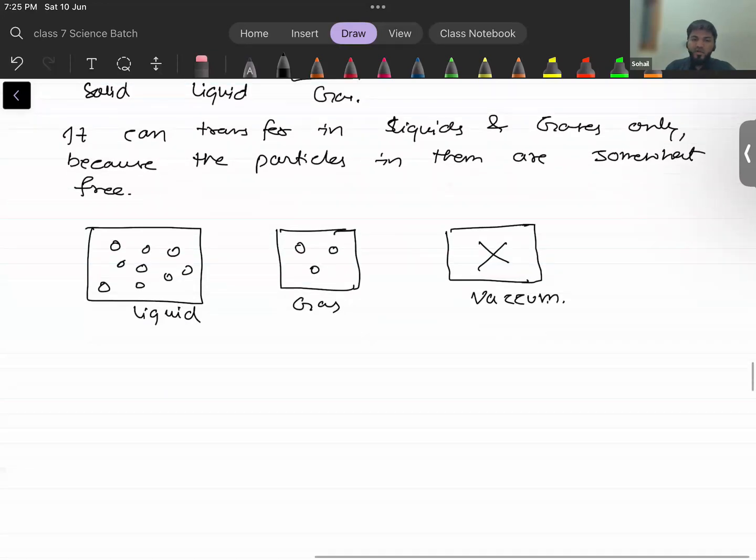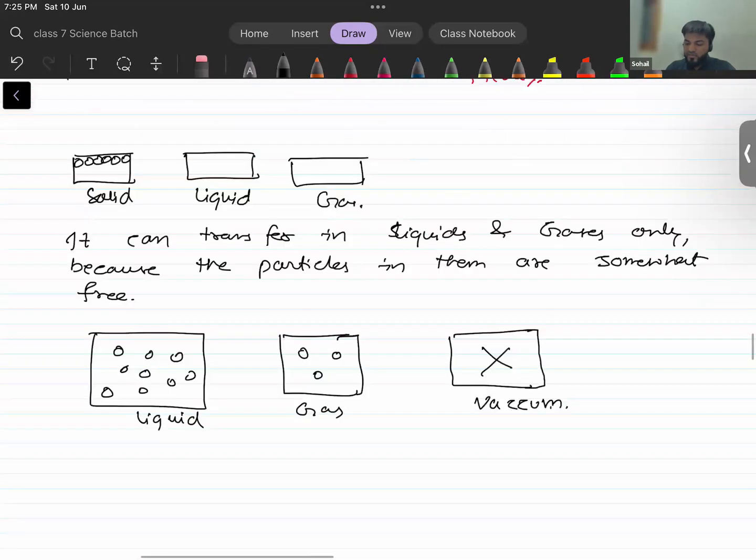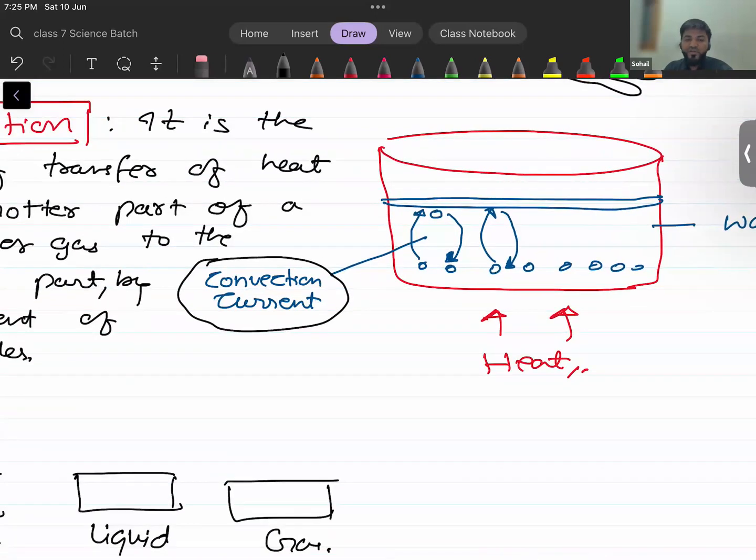Now let's talk about how convection takes place in water. Water transfers heat by the process of convection. The particles are continuously moving in water that is being provided heat, and this continuous movement generates a convection current. It is due to the convection current that heat transfers in water, a liquid medium. It looks somewhat like a circulatory movement.